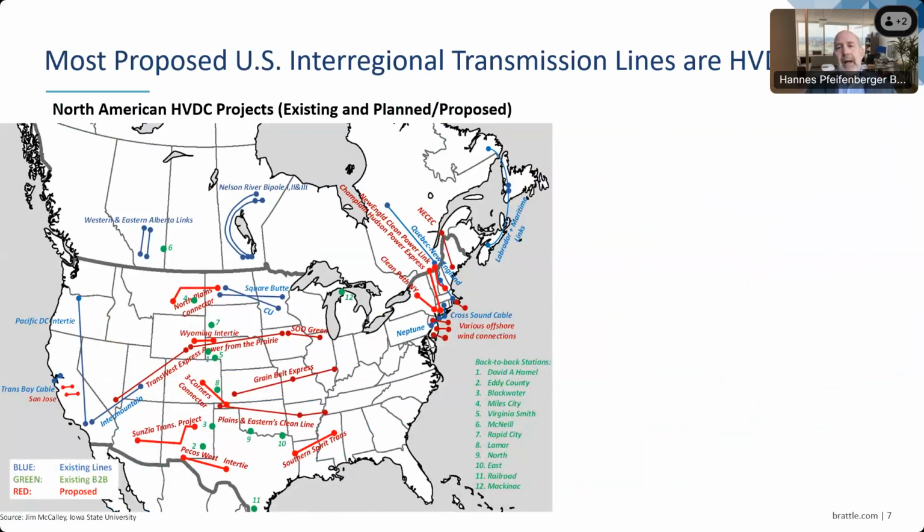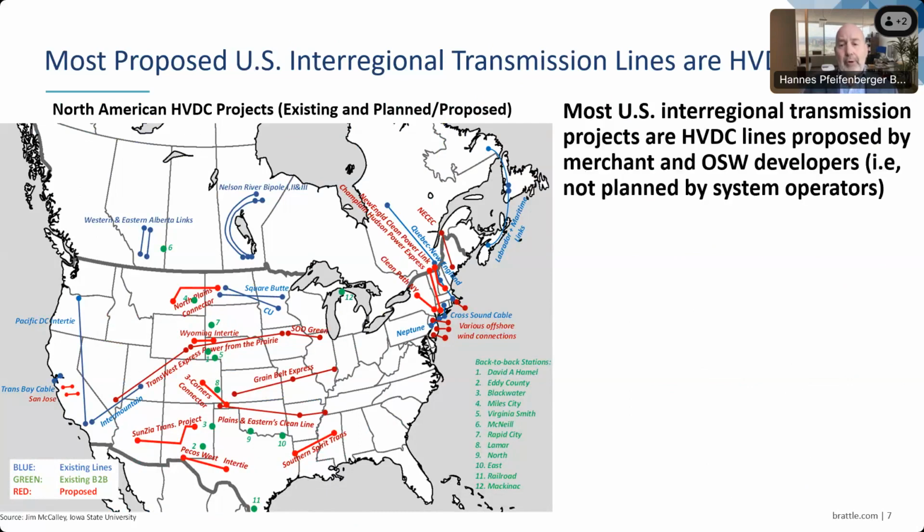So how does that all relate to HVDC? Well, most of the North American interregional transmission projects that are being proposed or have been proposed actually are HVDC lines, and you see them as the red lines on this map. The blue lines are the existing HVDC lines, but you see there are a lot of interregional lines that are being proposed.